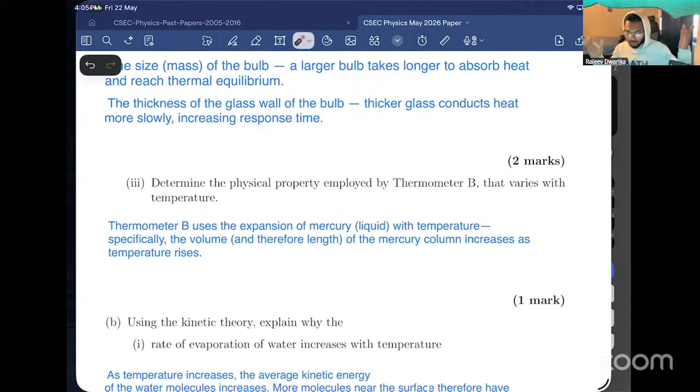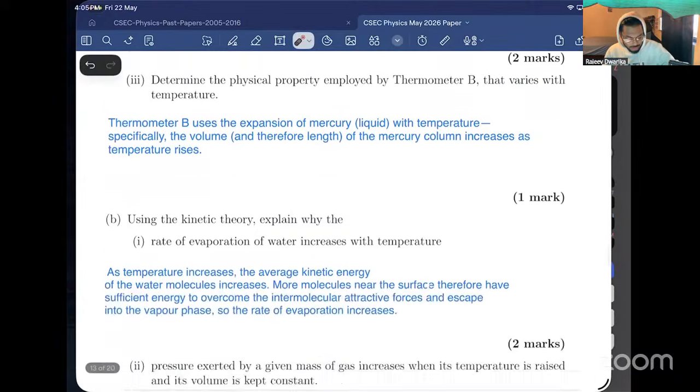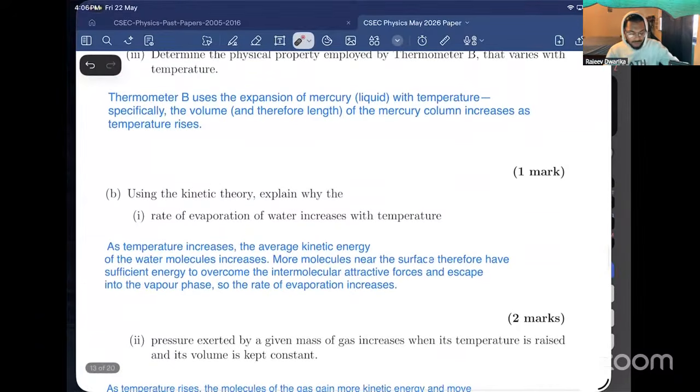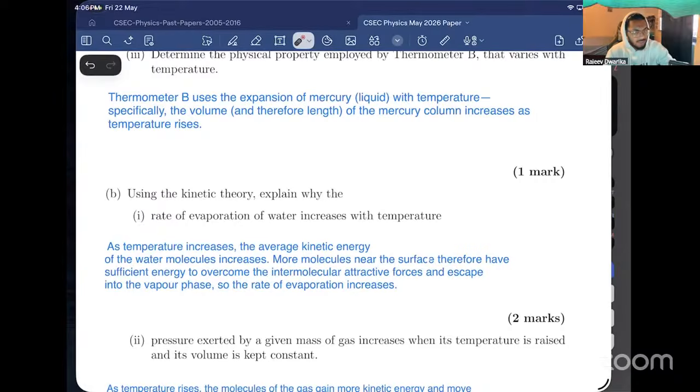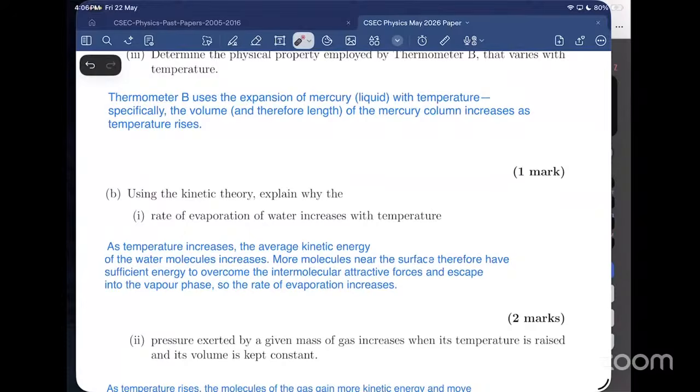Using the kinetic theory, explain why the rate of evaporation of water increases with temperature. As temperature increases, the average kinetic energy of the water molecules increases. More molecules near the surface therefore have sufficient energy to overcome the intermolecular attractive forces and escape into the vapor phase. So the rate of evaporation increases. I think we did a question just like this coming down to the end of the live. Put something like this along the lines.